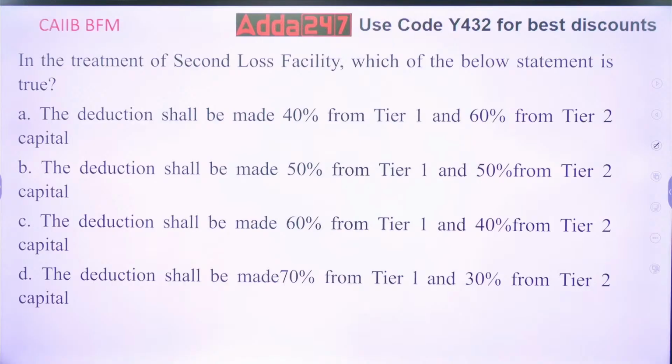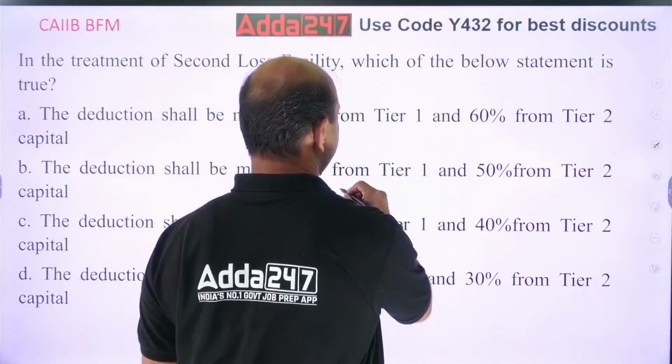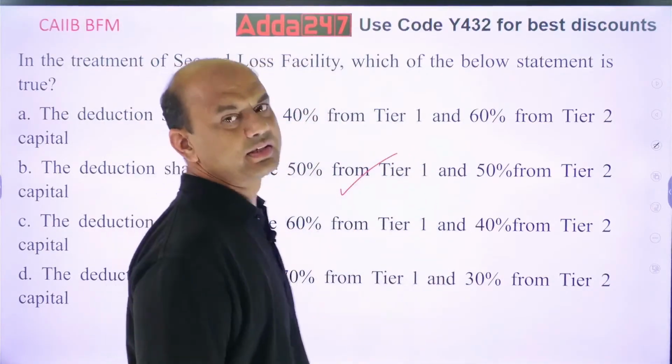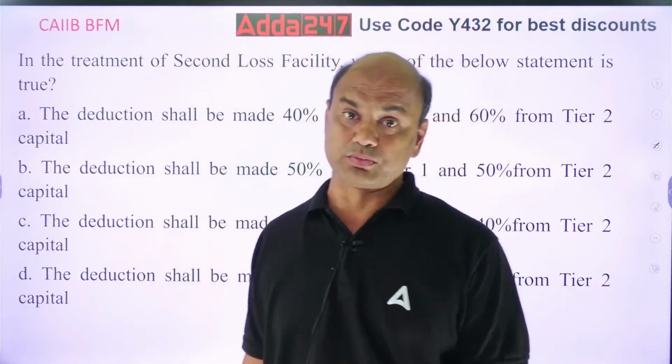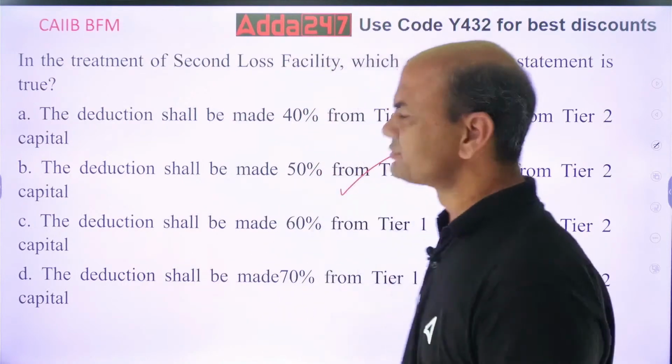We have solved this in many numericals, so that's why you need to check this. What do you do in this case? Tier 1, tier 2. Kindly note, it is always 50-50: 50% from tier 1, 50% from tier 2. Always the same rule is used. Okay?